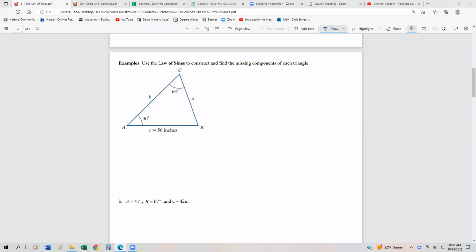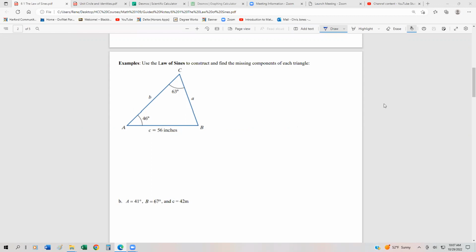So we know the law of sines, and now we're going to employ the law of sines to find the missing components of triangles. For instance, we have this triangle that's constructed for us. We have an angle of 46 degrees and an angle of 63 degrees, and then we also have one side. So we have an angle-side scenario going on here.